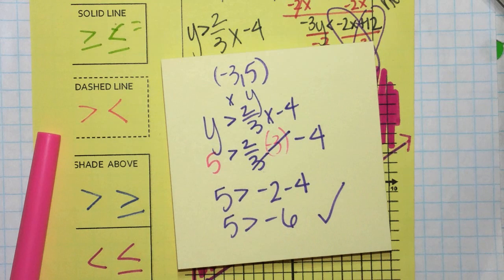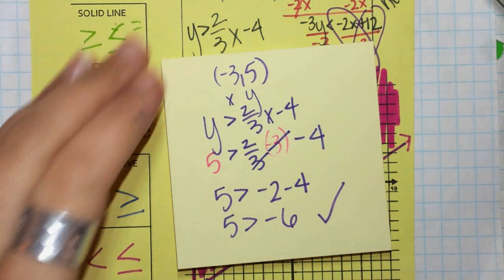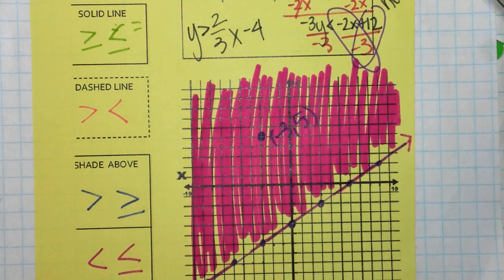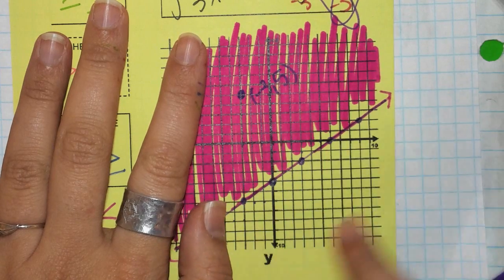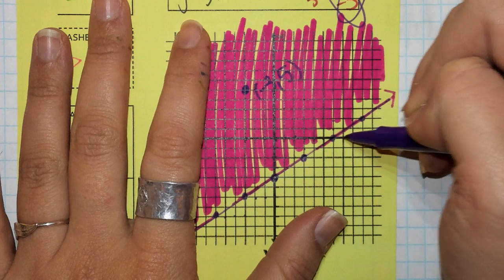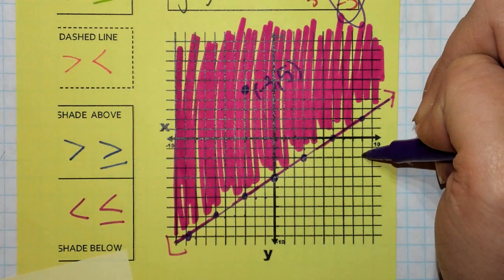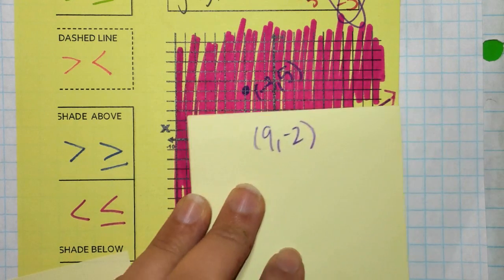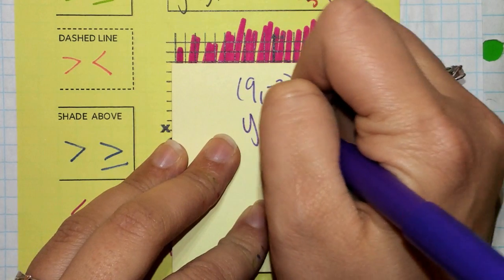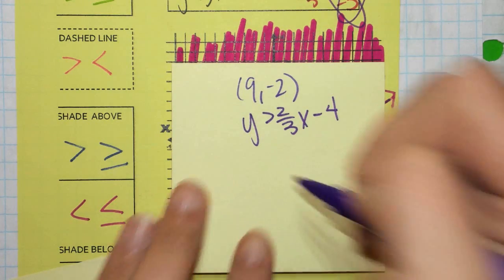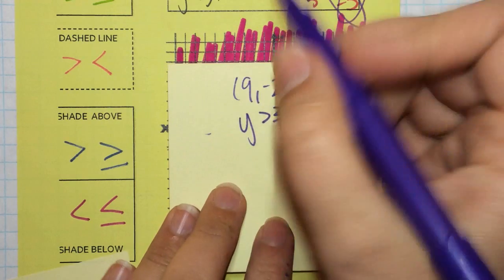Now I'm going to do one that proves that's not true. It would be below it, so it's going to be in this unshaded region down here. So I'm going to go right 1, 2, 3, 4, 5, 6, 7, 8, 9, and I'm going to go down 2. So 9, negative 2. My inequality is y is greater than 2/3 x minus 4. What's my y value this time? Negative 2.